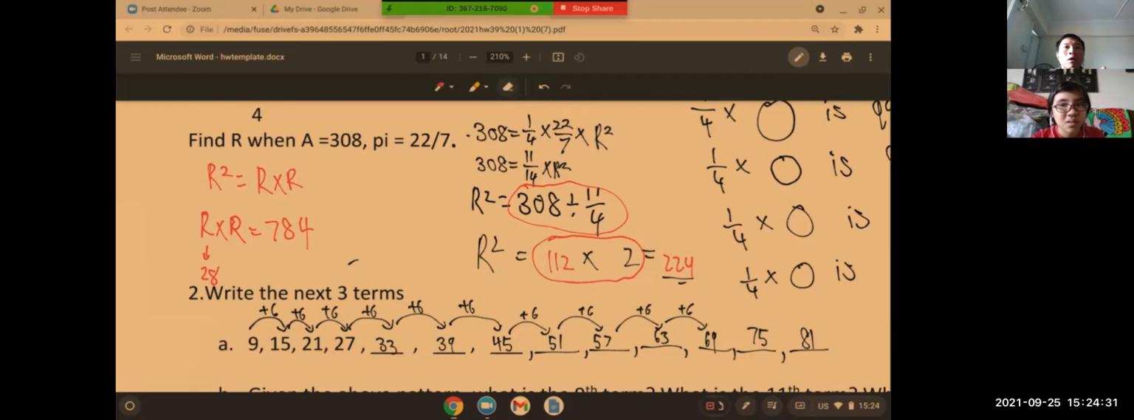308 divided by 11/4, what is the answer? When I ask you to correct, you don't correct on this, you just do it another time. 308 divided by 11/4 is 112. Yes, that's it. Where do you get the times 2? Who asked you to put the times 2 there? You circle your 308 divided by the 11/4 first. And then what is the answer for that? I mean 112. You circle 112.